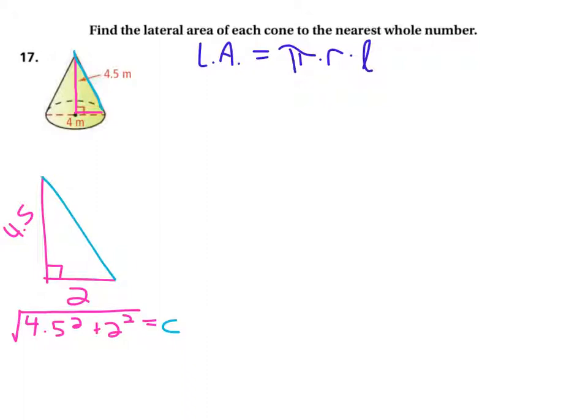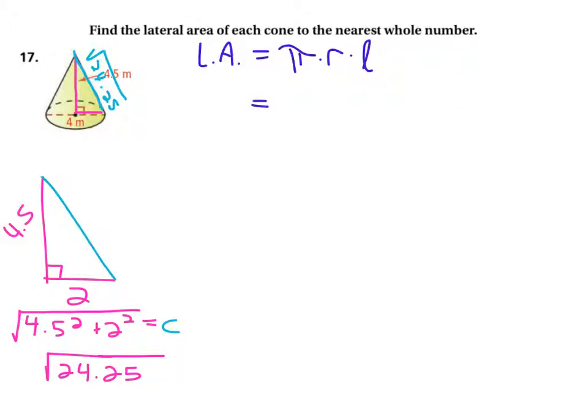It is some crazy number, so I'm going to keep it in the calculator. What we're really doing is the square root of 4.5 squared, which is 20.25, and 2 squared is 4, so we add another 4 onto that, 24.25. We'll keep it as the square root of 24.25 so that we have a more accurate number. So here we've got the square root of 24.25 for that slant height.